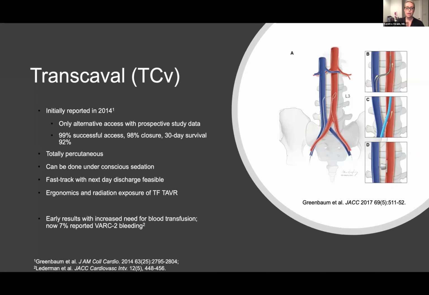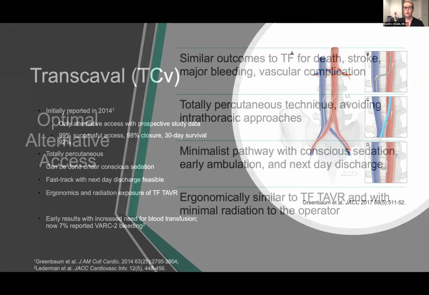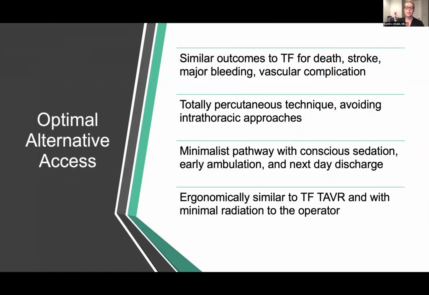The early results showed increased need for blood transfusion, and now 7% reported VARC2 bleeding. So the optimal alternative access, if you can't use transfemoral, the results should be similar to transfemoral for death, stroke, major bleeding, and vascular complication. Totally percutaneous techniques should be used, avoiding intrathoracic approaches. A minimalist pathway with conscious sedation, early ambulation, and next day discharge should take priority. And it should be ergonomically similar to transfemoral TAVR with minimal radiation to the operator.